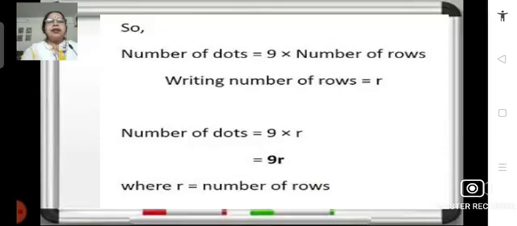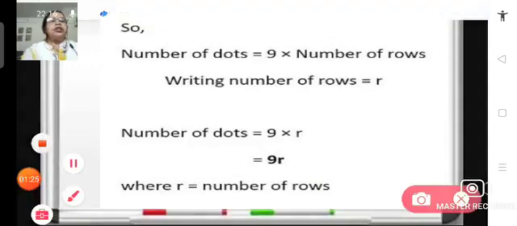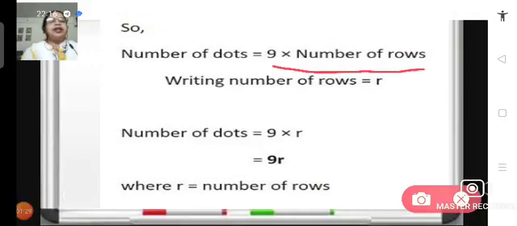That means we can conclude, we can write a general formula for this. What is that? Number of dots will be equal to 9 into number of rows. And here we have number of rows R. So what will be the formula for this? Number of dots will be 9 multiplied by R. That means 9R, where R is number of rows. So for R number of rows, how many dots will be there? There will be 9R dots.